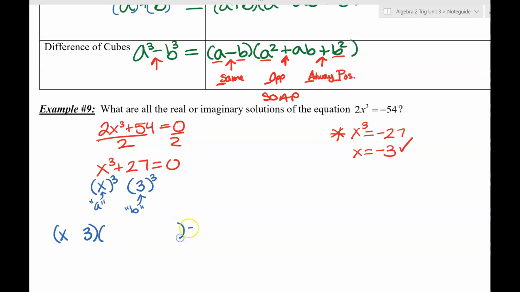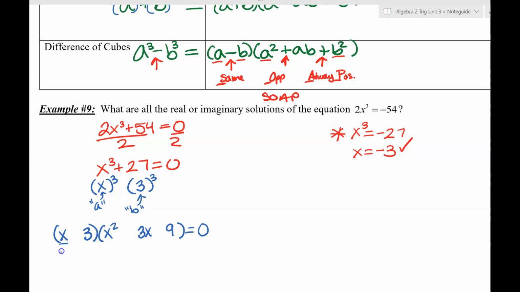The second factor is a quadratic, and the first term is the square of what you used here, so x squared would be x squared. The last term is the square of what you're using as the last term in that first factor, so 3 squared would be 9. And the middle term is these two things multiplied together, so 3 times x is 3x.